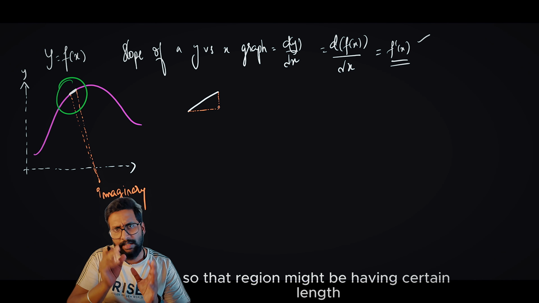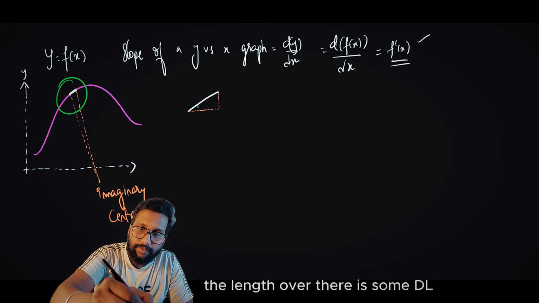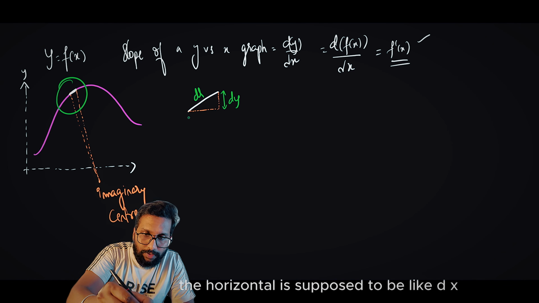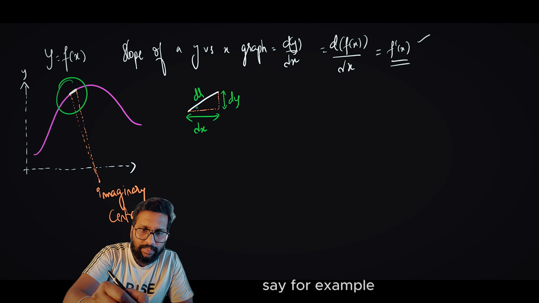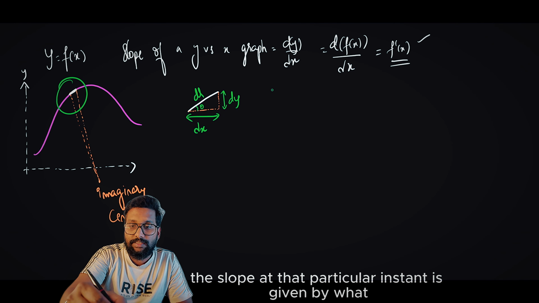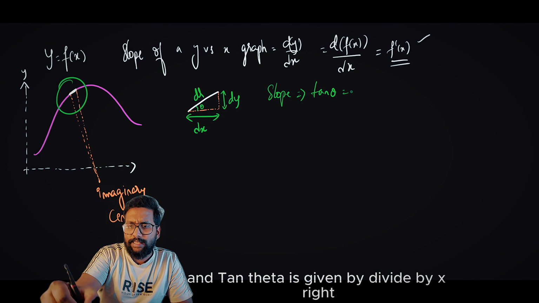That region might have a certain length, and I'm going to consider that the length over there is some dl, and this y component is some dy. The horizontal is some dx. We all know this particular line, say for example, with the x-axis is making an angle theta. The slope at that particular instant is given by what? Tan theta. So this is known to us. And tan theta is given by dy by dx.